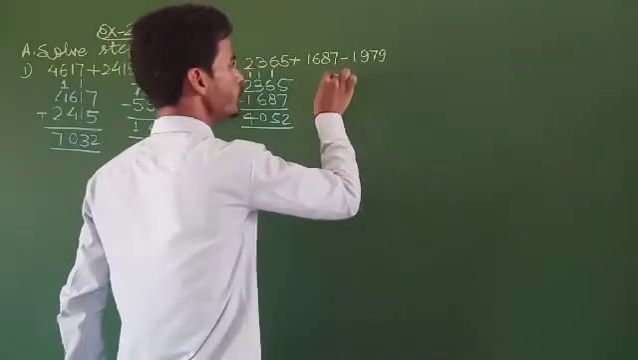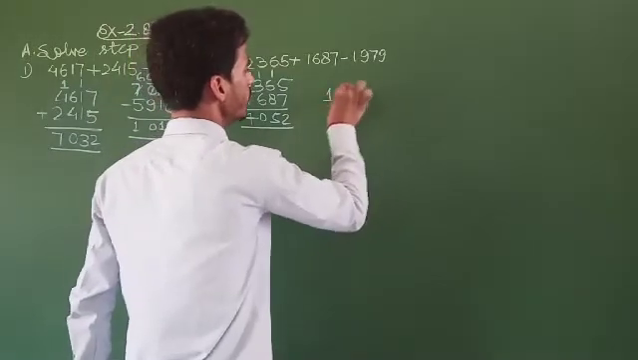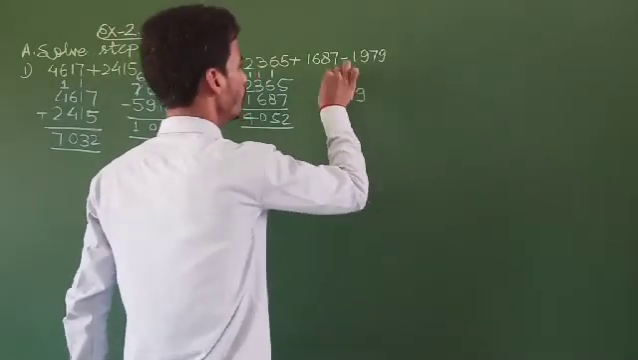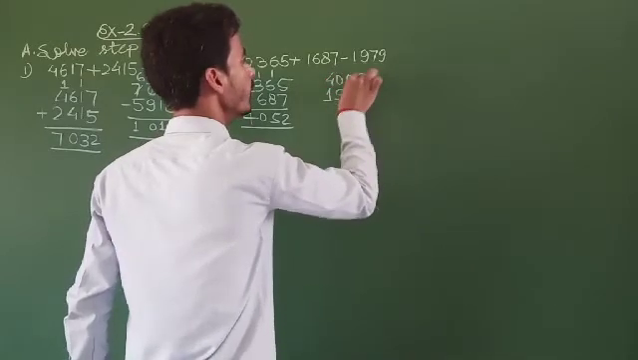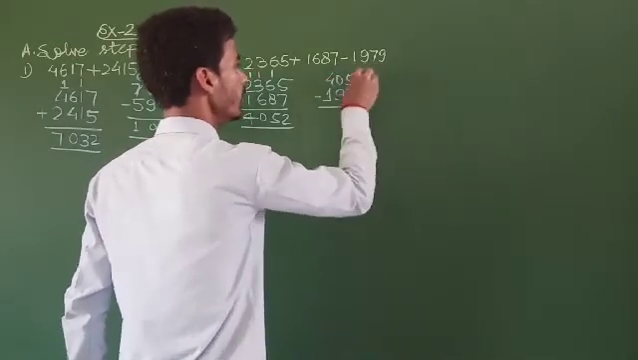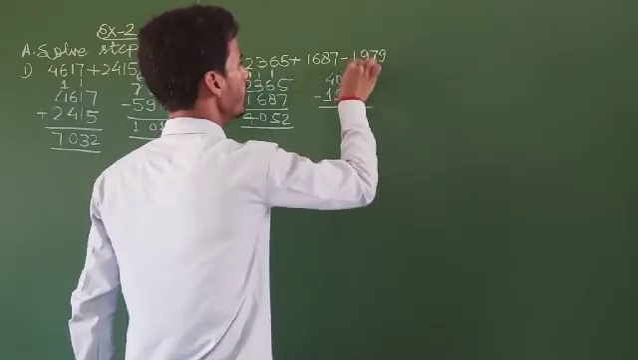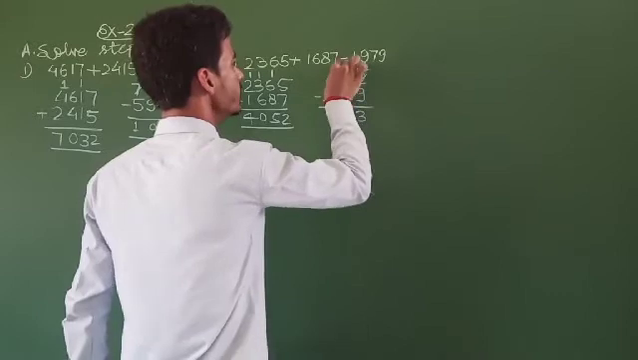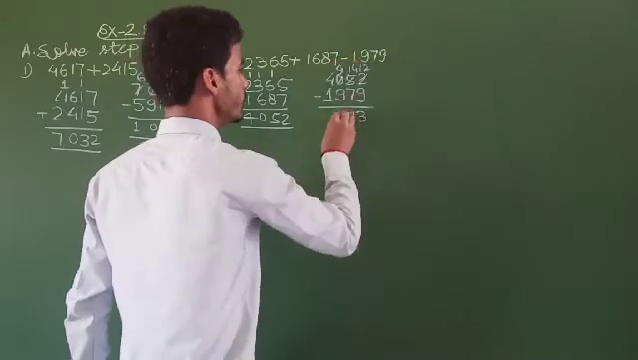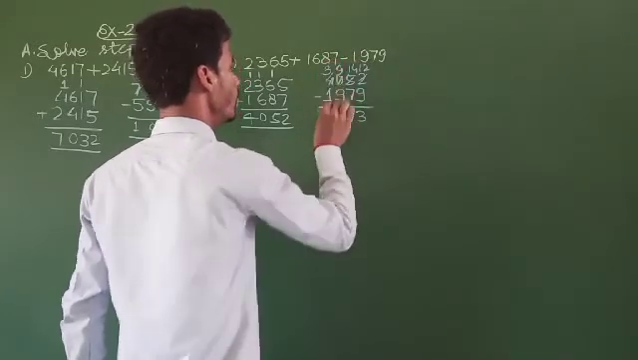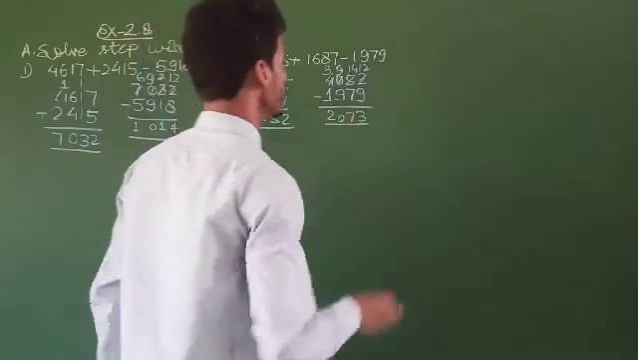Now we have to subtract 1979 from 4052. 12 minus 9 is 3, and 14 minus 7 is 7, here will be 0, 9 minus 9 is 0, and 3 minus 1 is 2. That is 2073.